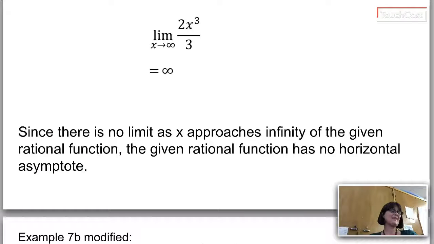So if our goal was to say whether this function had a horizontal asymptote, I found the limit of the function as x approached positive infinity, and I did not get a number. I got infinity. If I had gotten a number, then y equals that number would be the horizontal asymptote. But here I didn't get a number, so this function has no horizontal asymptote, at least not as x approaches positive infinity.